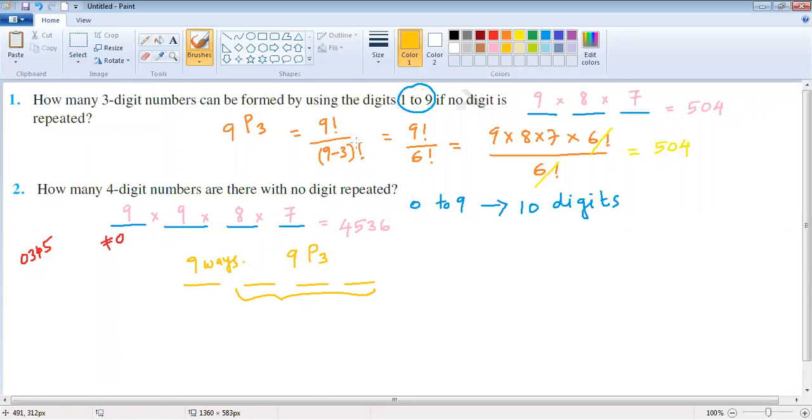So the first digit can't be 0. So for the number, the first digit can be chosen in 9 ways. Then the remaining 3 positions are there. And we have 9 digits, because the total was 10 digits and one was already used. So the remaining are 9 digits, and we need 3 digits. Out of those 9 digits, we need 3 digits. So how many possible ways are there? 9P3.